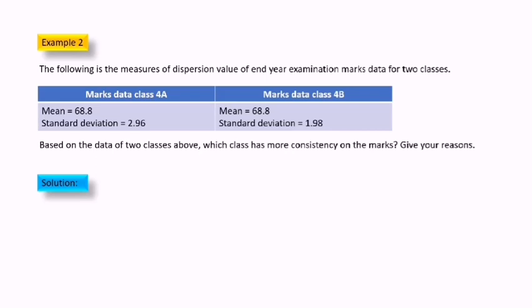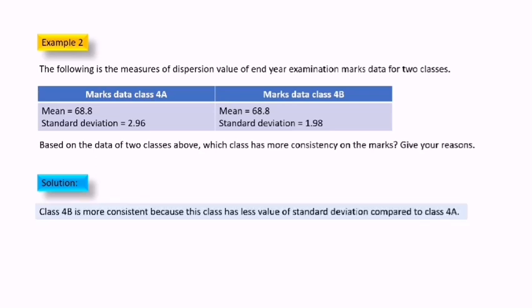The standard deviation for class 4A is equal to 2.96. The standard deviation for class 4B is equal to 1.98. So class 4B is more consistent because the class has less value of standard deviation compared to class 4A.